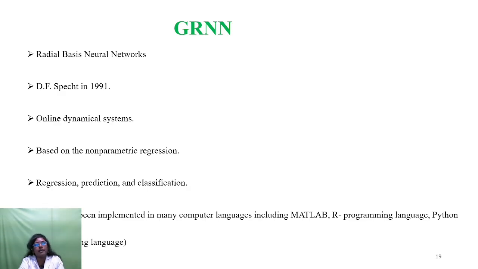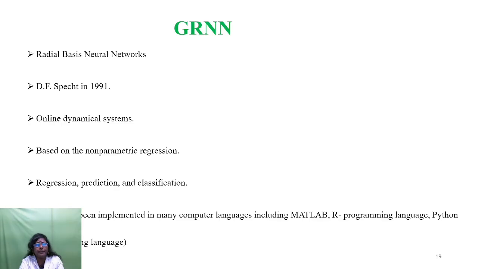So GRNN, that is generalized regression neural network. This GRNN was developed by D. F. Specht in the year 1991. This GRNN is suitable for both online and offline dynamic systems. It is based on non-parametric regression. Here there are three types available in this GRNN, three stages. One is regression, second is prediction, and third is classification.